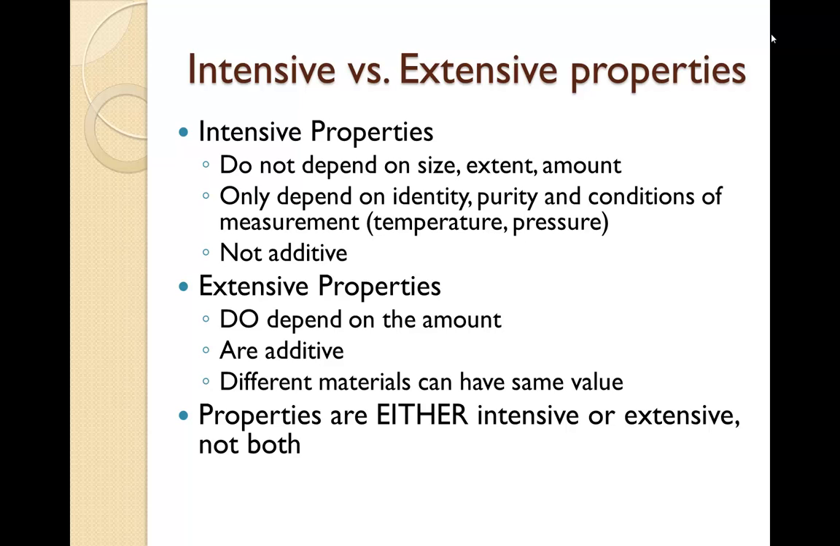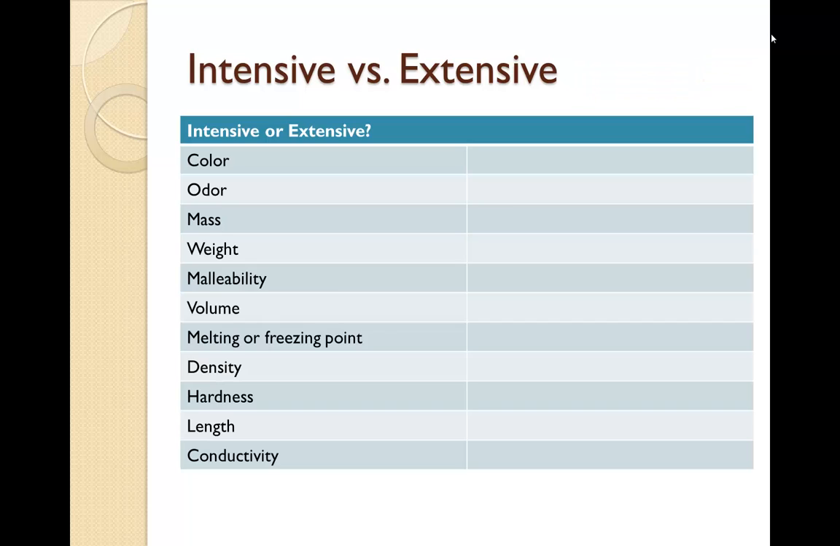They are not additive. Extensive properties, however, do depend on the amount. So this is things like weight or length. They are additive, and the different materials can't have the same value. For instance, we could have 1 gram of feathers and 1 gram of bricks. It's still going to be the same value even though they're two different substances. Properties are either intensive or extensive. They're never both. So let's go through some examples.